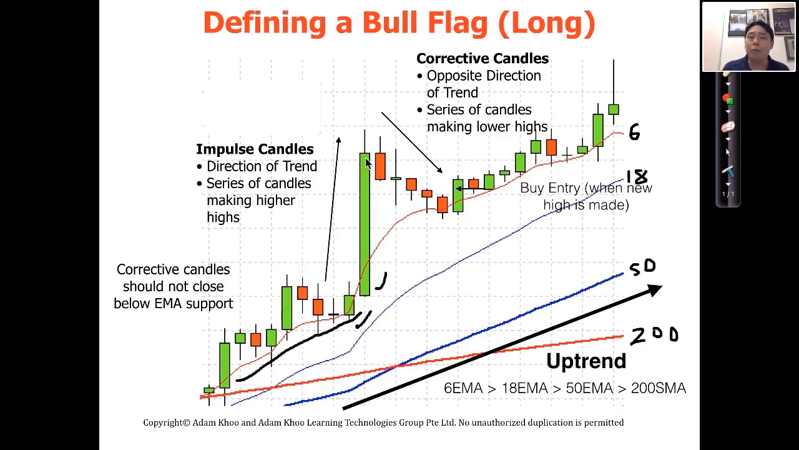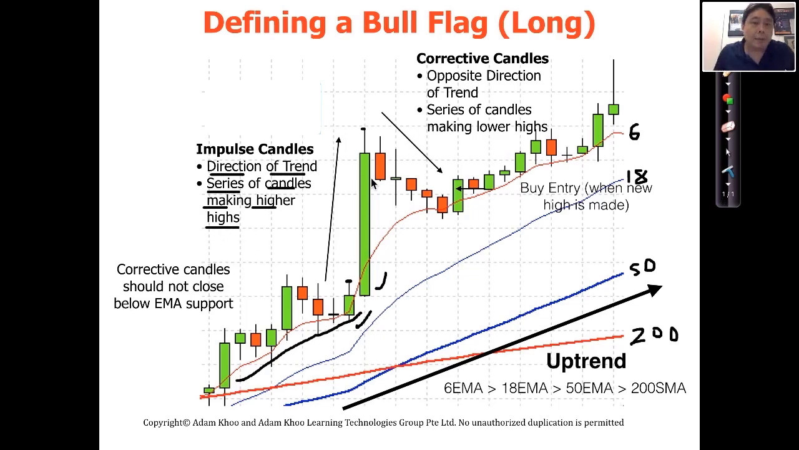And again, how do you know it's the impulsive candles? When you see it going up, making higher highs. So you can see this high and this high, making higher highs. So these are the impulsive candles. Again, these are candles in the direction of the trend, and these are a series of candles making higher highs.